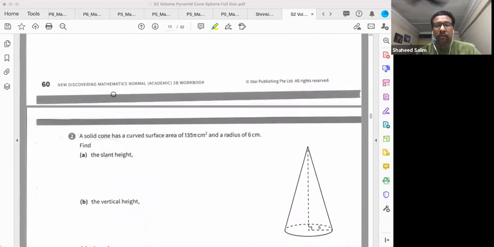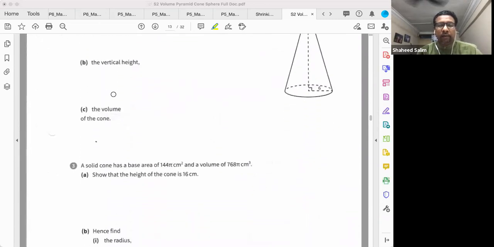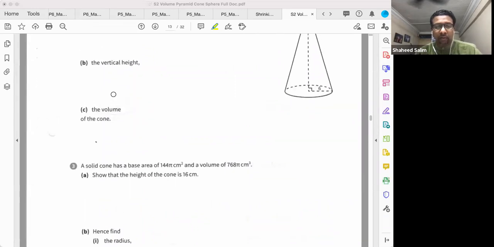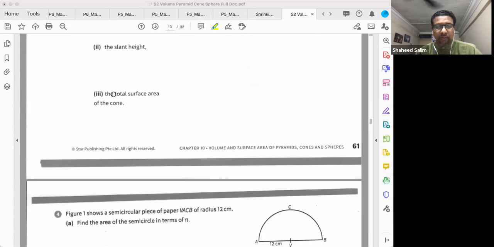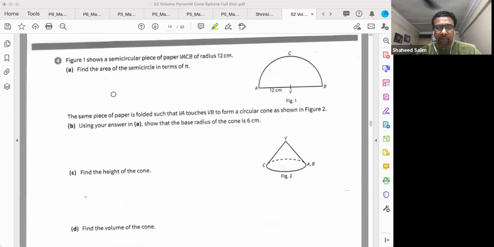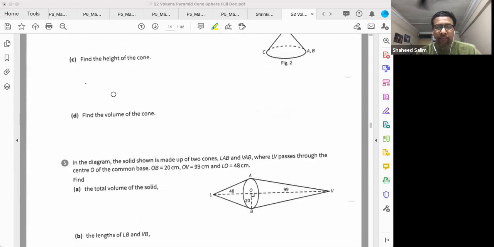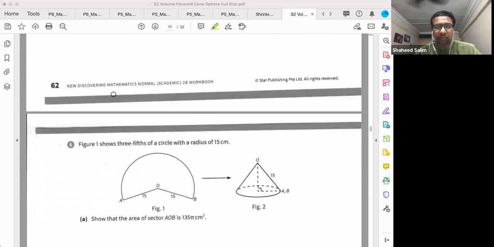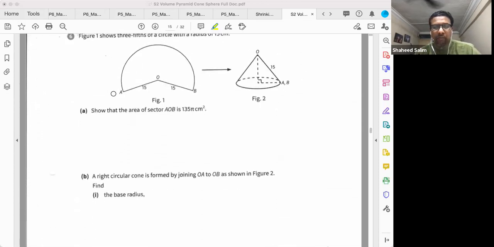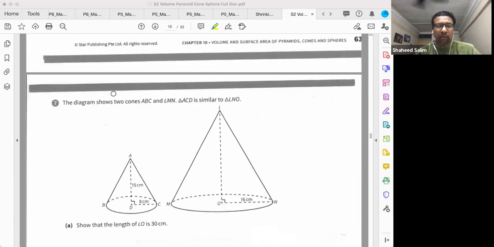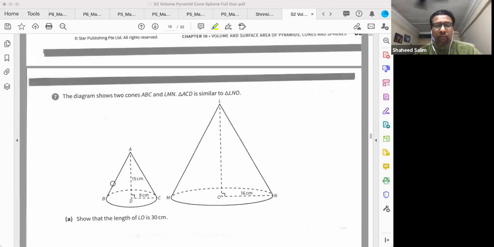Now let me see. No, this one, curved surface, we don't want it. Okay, hold on. Sorry, this one we do not want this one. Okay, all this. Okay, can we now find the volume of this one?